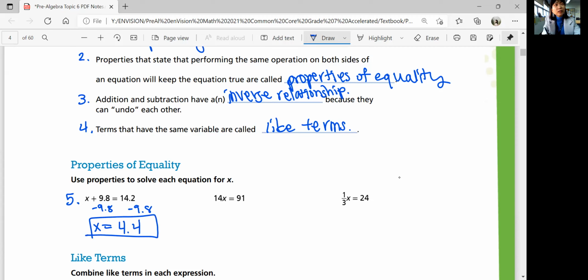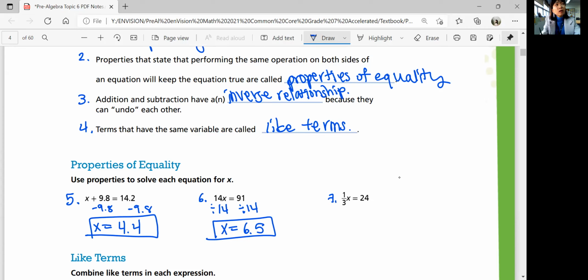What about number 6? Which property do you use? The division property of equality. You divide by the coefficient of x, 14, on both sides, so that you get 14 over 14 is 1. You get 1x, and that's exactly what you need. 91 divided by 14 is what? 6.5 in decimals.